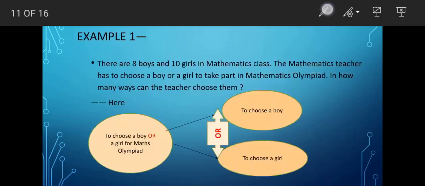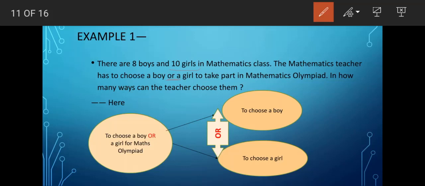So here goes the first example for fundamental principle of addition. Actually, I am taking the previous example one only here. There is just a very minor difference: in place of and, in this question we shall have the word or. So the question is, there are 8 boys and 10 girls in a mathematics class. The mathematics teacher has to choose a boy or a girl to take part in mathematics Olympiad. In how many ways can the teacher choose them?